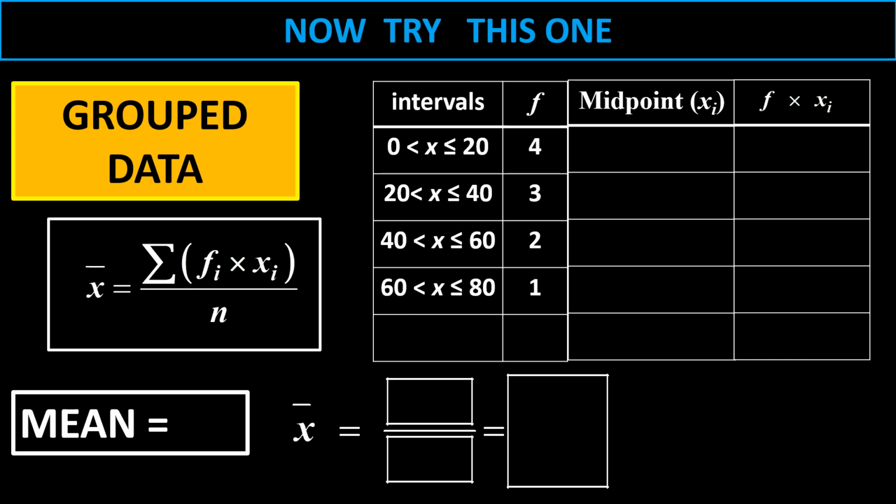Now, I want you to quickly try this example here. There's your data set 4, 3, 2, and 1 with a corresponding interval there. It's a frequency table. So let's do that. You can pause this video and try it.